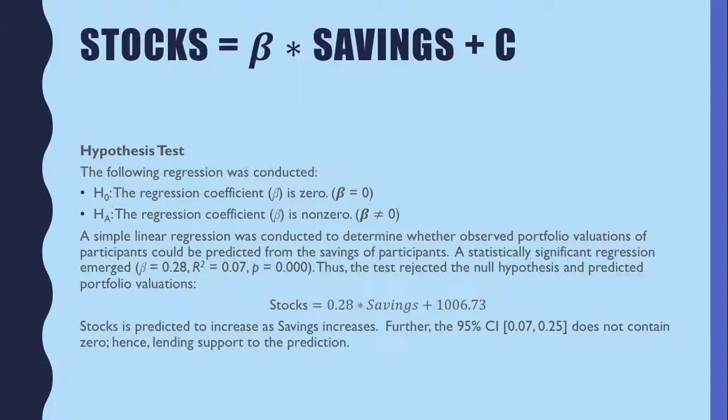Thus, the test rejected the null hypothesis and predicted portfolio valuations. Stocks is predicted to increase as savings increases. Further, the 95% confidence interval does not contain 0, hence lending support to the prediction. Stocks would equal 0.28 times savings plus 1006.73.